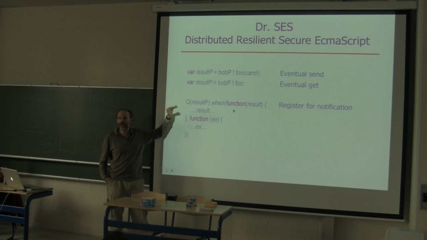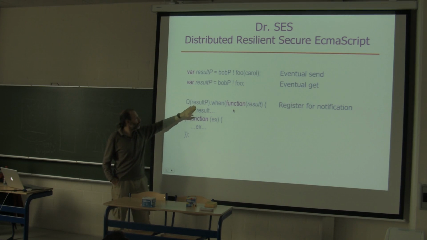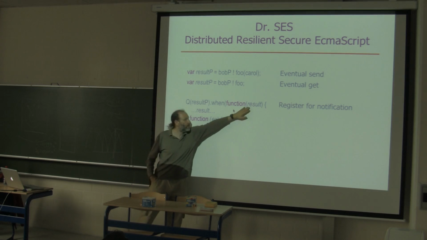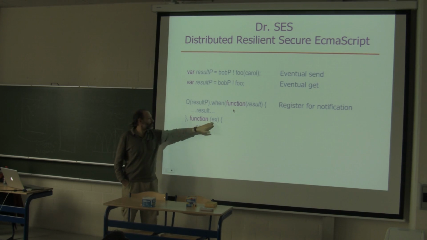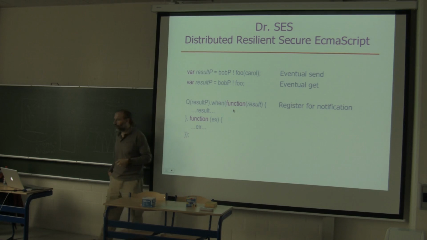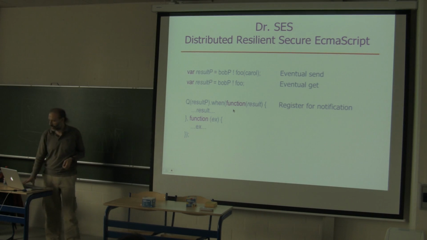And if the promise resolves successfully because Bob's foo method completed, returning a result, then the result, which is the resolution of this promise, becomes the result argument to that function call. Otherwise, if the promise is broken because Bob threw an exception, then the exception which broke the promise gets passed over here to the function acting as the catch clause.